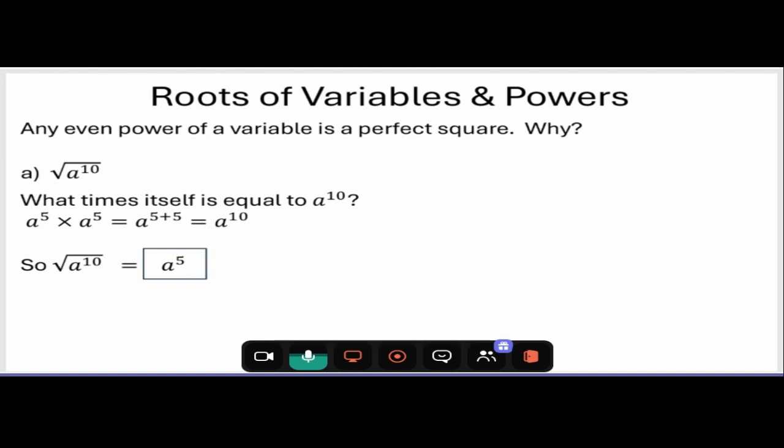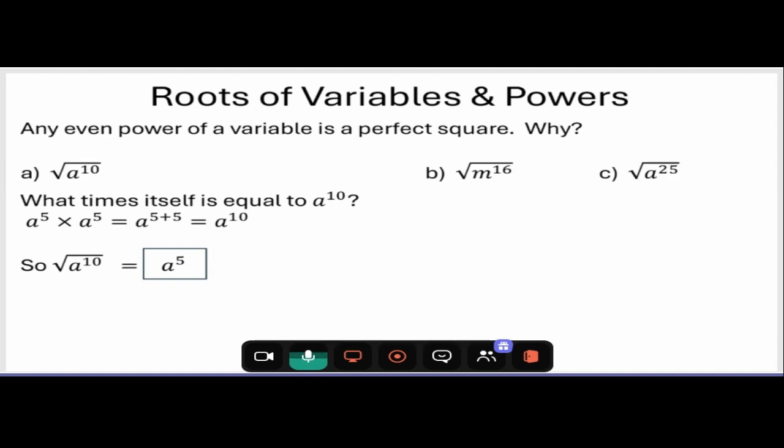And that will be true if you think about it for any even number, right? The square root of x to the power of 40 is going to be x to the power of 20, because x to the 20 times x to the 20, you add the exponents and get 40.